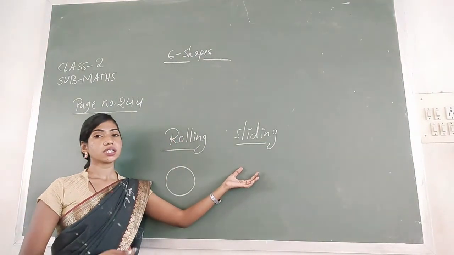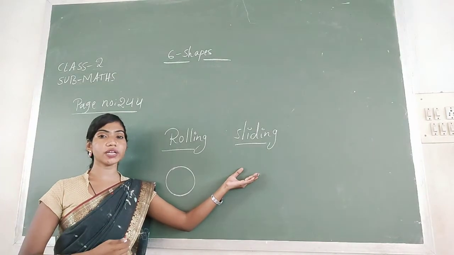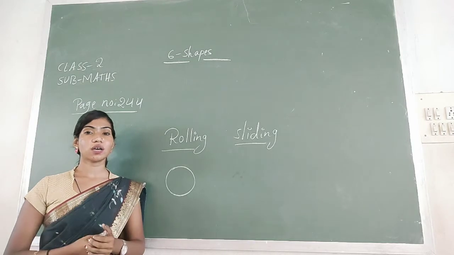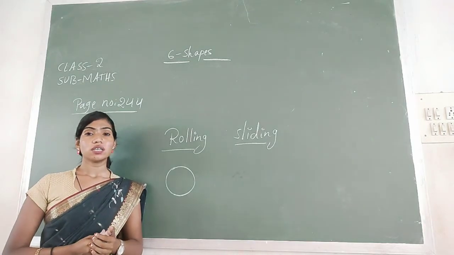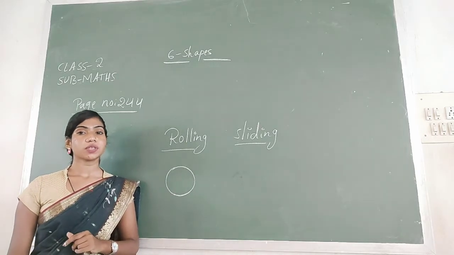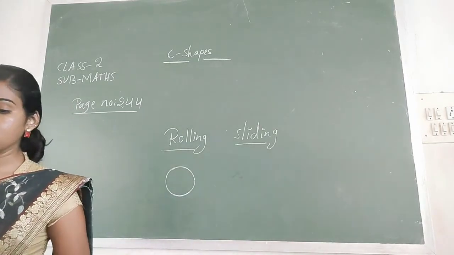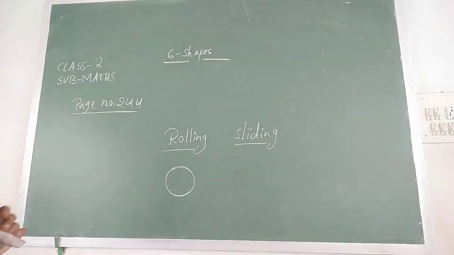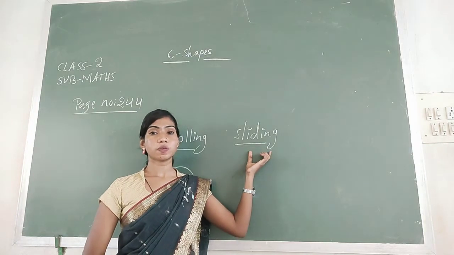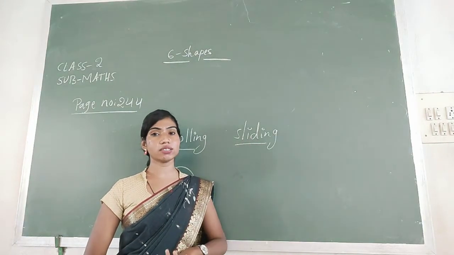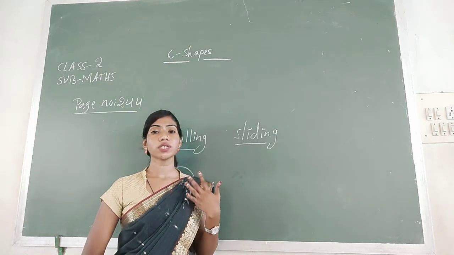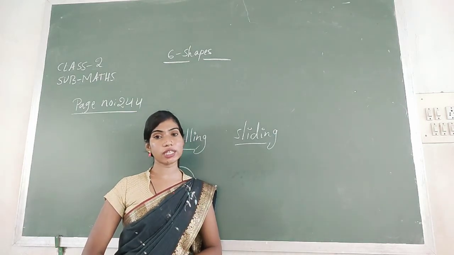Sliding means the shapes which have flat faces. They do not turn their bodies. They just move very silently, or they move very easily. The shapes which have flat faces move very easily. They do not turn their bodies when they are moving.